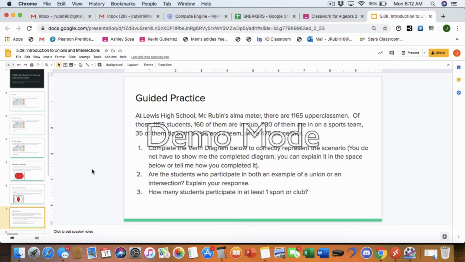Alright, so at Lewis High School, Mr. Rubin's alma mater, there are 1,165 upperclassmen. Of them, 160 are in a club, 530 of them are on a sports team, 35 of them do both, while 475 do neither. So what you're going to do is complete the Venn diagram, and you don't really have to show me, you can explain it to me. I do want you to respond in some way on the Google form, but this is for your own help. And then, are the students who participate in both an example of a union or an intersection? Explain your response, and then how many students participate in at least one sport.